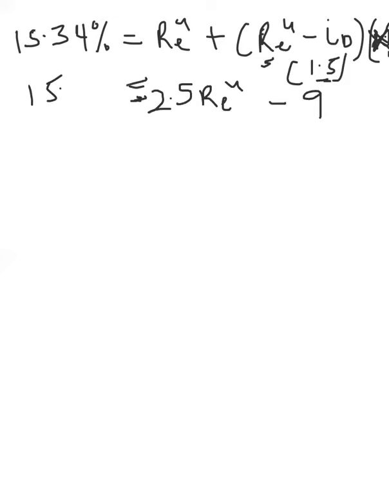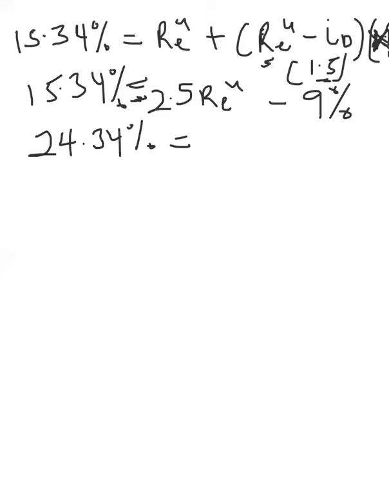15.34%. So that means when the 9% crosses, it becomes positive. I have 15.34 plus 9. That gives me 24 points. So that is 24.34% equals to 2.5 RE of unlevered firm. So divide here by 2.5.